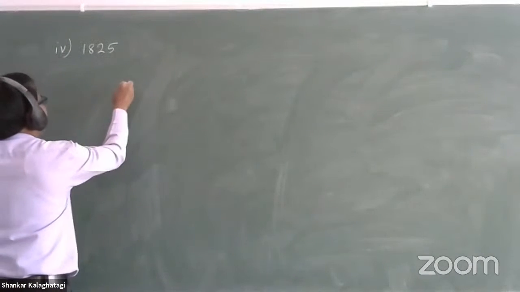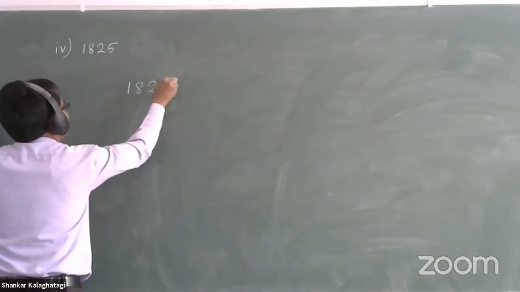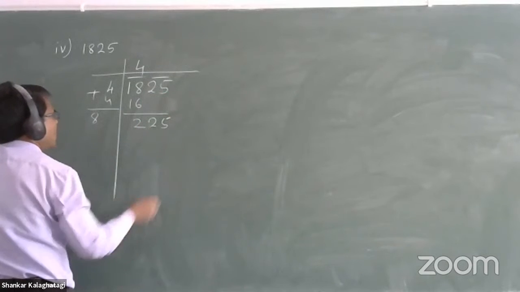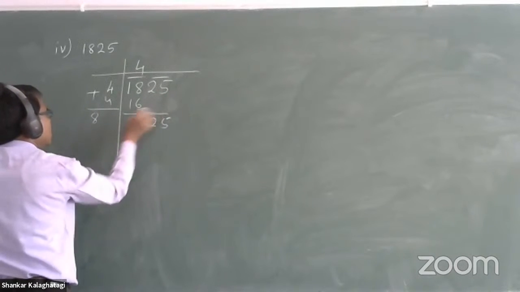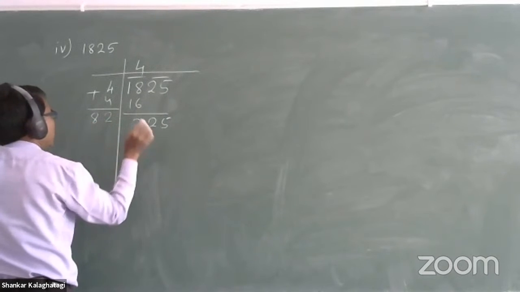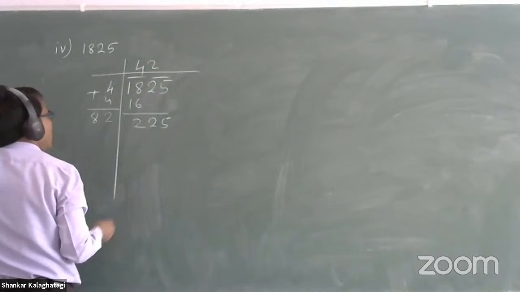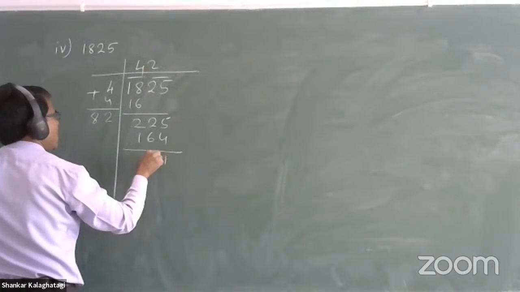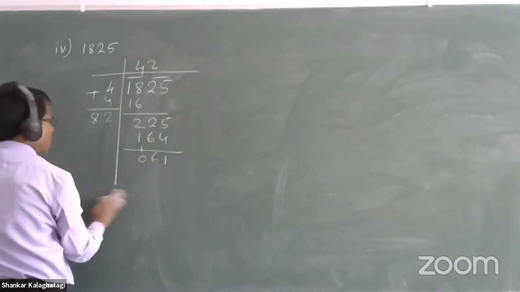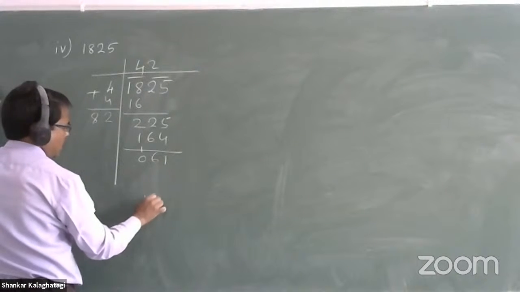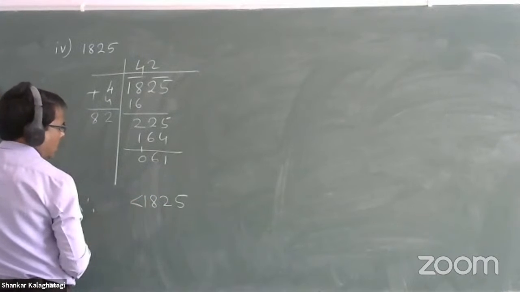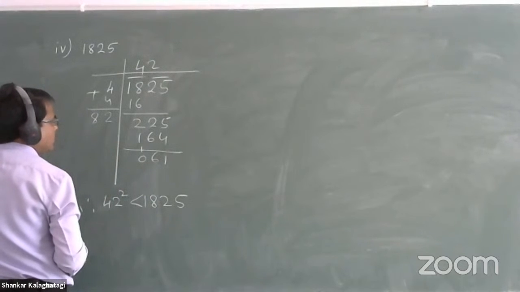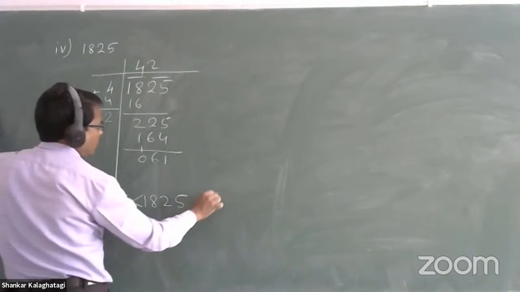1,825: 4 plus 4 is 8. Now take these two down, 25. 8 twos are 16. If I write 8 twos are 16, 8 threes are 24 is more. So 82 twos are 164. So 225 minus 164 is 61. Therefore 1,825 is greater than 42 square because this much is remaining, and less than 43 square.